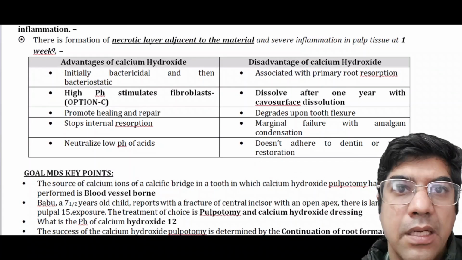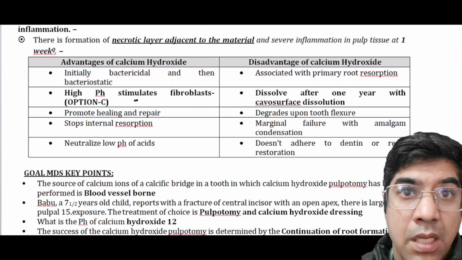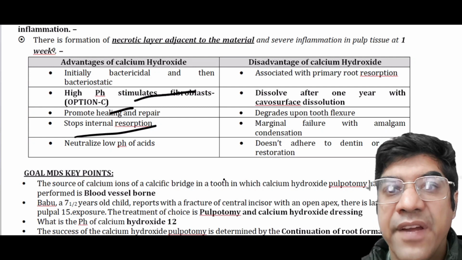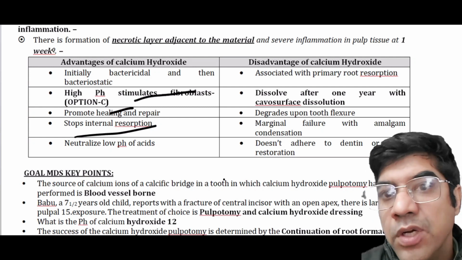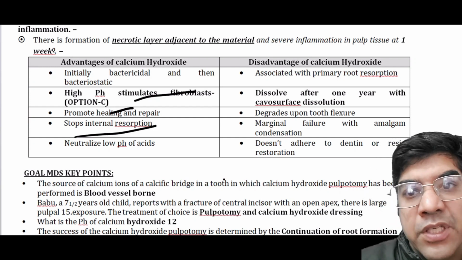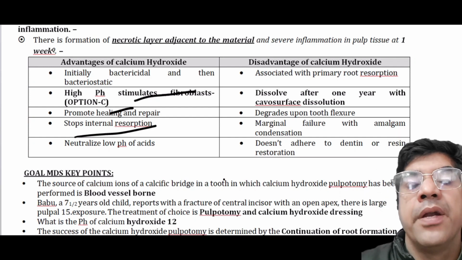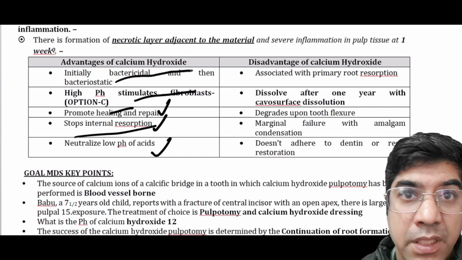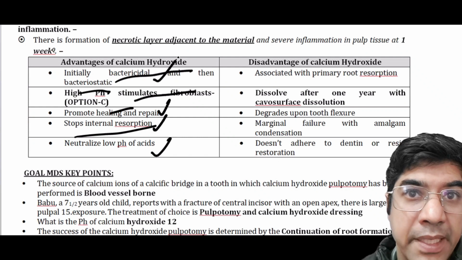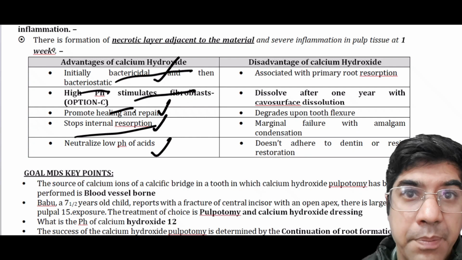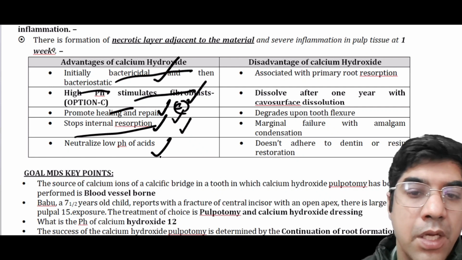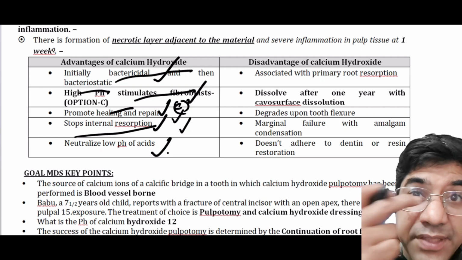Apart from that, the properties are that it stops internal resorption and it is effective in preventing or treating root resorption. It is associated with formation of a calcific bridge in the tooth where calcium hydroxide pulpotomy has been performed. So these are the advantages of calcium hydroxide. It is bactericidal and then bacteriostatic. High pH that stimulates the fibroblast. Option C is correct. Promotes healing and repair. Stops internal resorption. Neutralizes the low pH of acid.